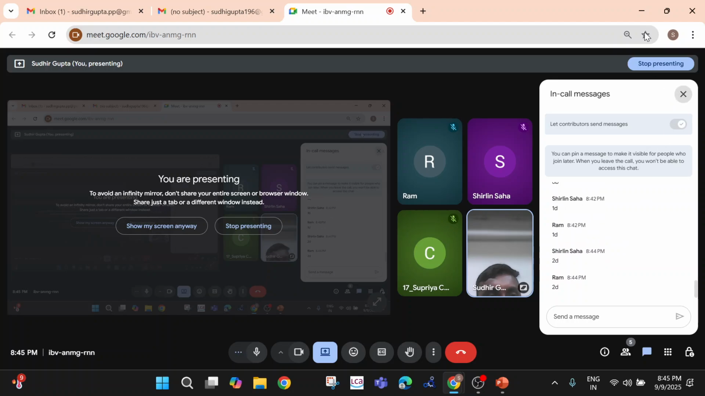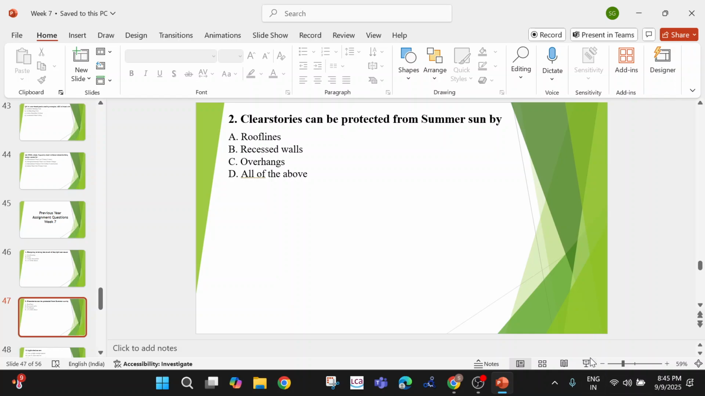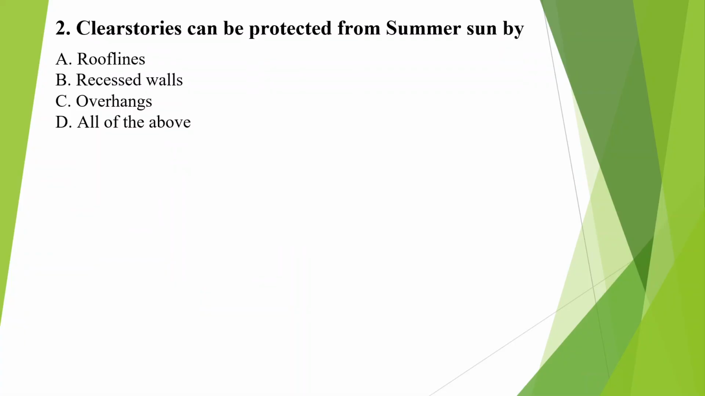Okay, so as I can see, 2D has been marked by most of you. So D is the correct answer for this question. That is roof lines, recessed walls, and overhangs. They together help to shade clerestory windows from harsh summer sun. These all are the features that are helpful for protecting the clerestories from summer sun. That's why all of the above is the correct answer.